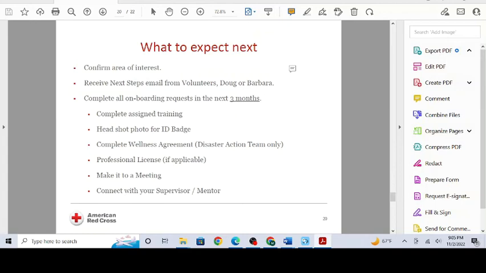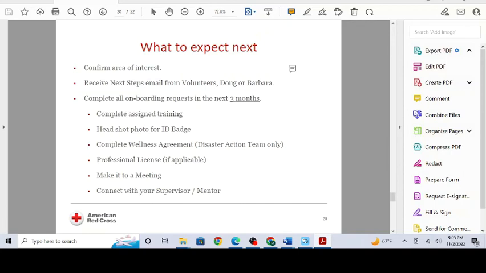But essentially, you're going to receive a next step email from volunteers like Doug, Barbara, it could be somebody else. In that next step email, I was kind of going to give you a guide chart of what is going to happen after this presentation. We usually try to get it out within about a week's time after a person has completed a presentation.